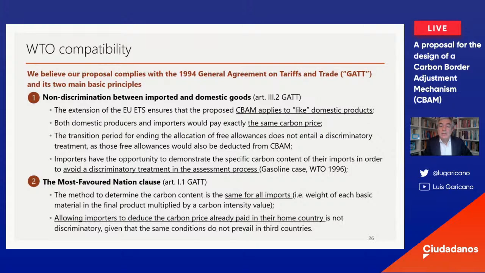Second, the most favored nation clause is the second key principle of the GATT. The most favored nation clause says I can't treat one nation in a different way than another. If I'm charging the aluminum of one country in one way, I should charge the aluminum of another country in the same way. As I showed you, this is exactly what the system does, because the carbon intensity value times the weight of the material is exactly the same system for all countries.